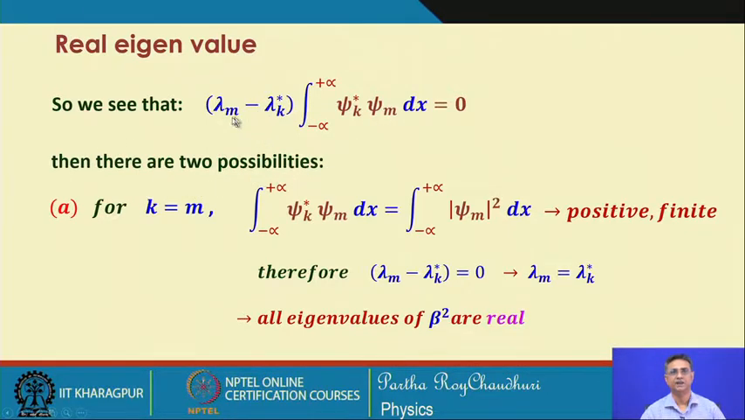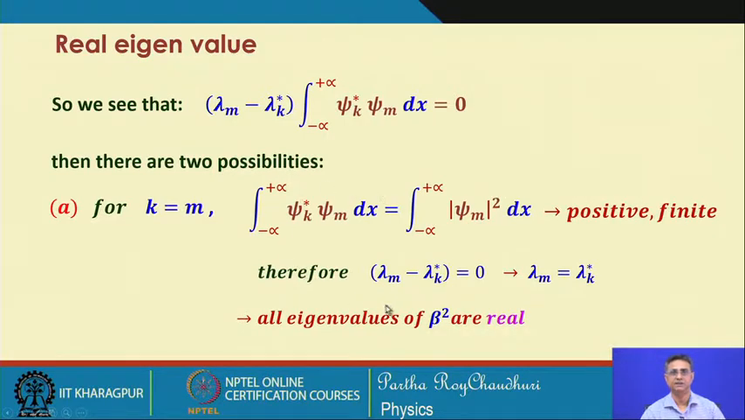One is that k and m are equal, that is, the two modes k equal to m are the same mode. That means this integration is non-zero. So, the integral of psi m squared dx will always be positive, because for k equal to m, psi m star psi m will be equal to mod psi m squared, which is the probability of this function. So, it is always positive and finite. It cannot be 0.